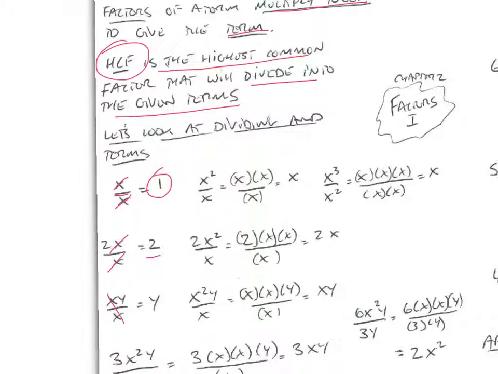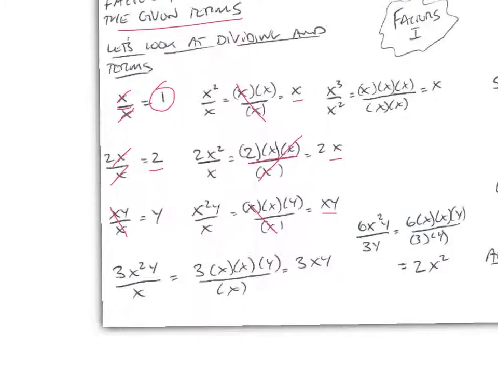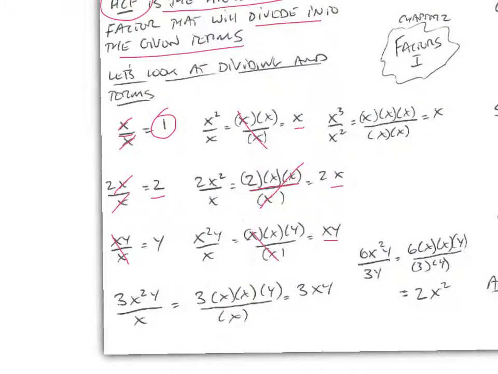x squared divided by x, well, just to make it easier for yourself, write out x by x over x, that's x squared over x, which is equal to x. 2x squared divided by x, we've a 2, we've an x and an x over x, it's 2x. x squared y over x, we've an x and an x by y, xy. Let's say x cubed over x squared.